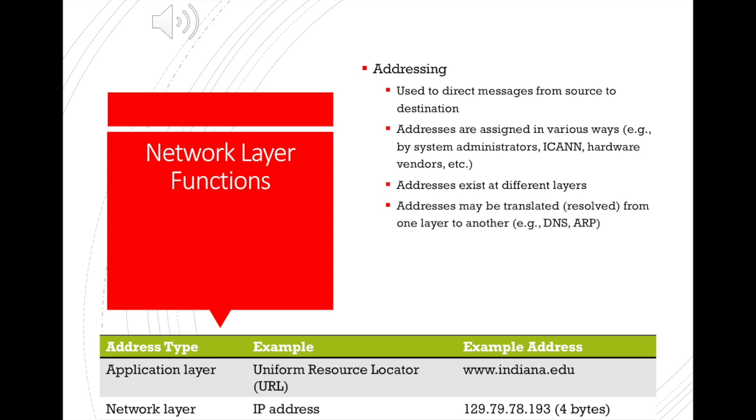I've already said that. Addresses can be translated or resolved from one layer to the other. For example, ARP does address resolution at the switching layer or the data link layer. DNS uses translation at the network layer, and we'll see that as well. So please look at the graph below. It'll give you an idea of addresses and where they lay and what they do.